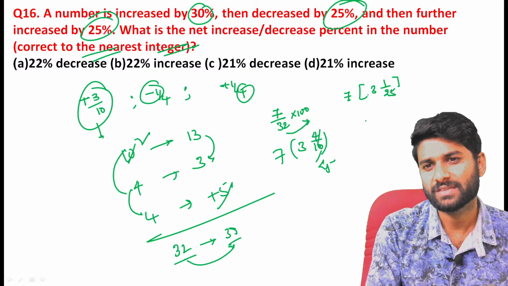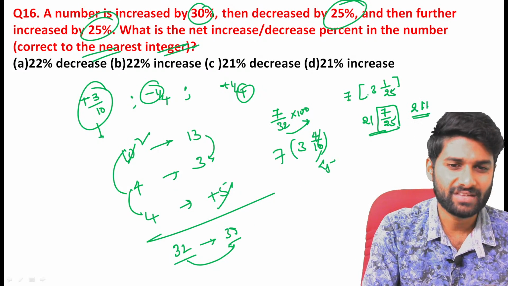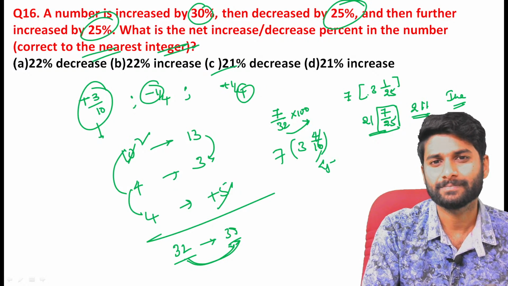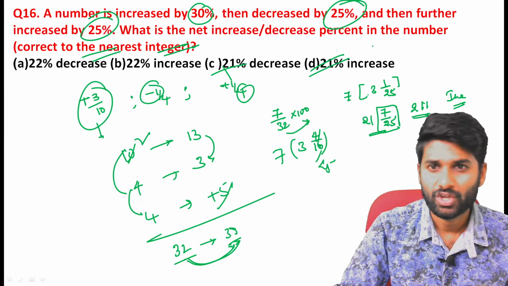Multiply with 7. 7 threes are 21, and 7 ones are 7, 25. So approximately the value becomes 21 percent. Does it increase or decrease? Definitely, guys, 32 becomes 39, which means definitely it is an increase. So it's option B. It increases by 21%.